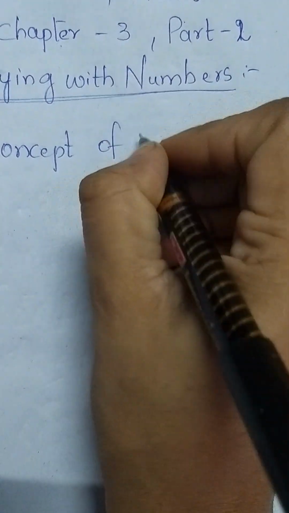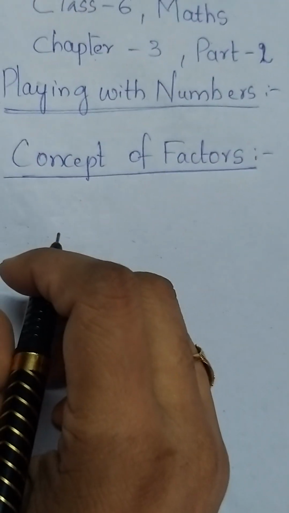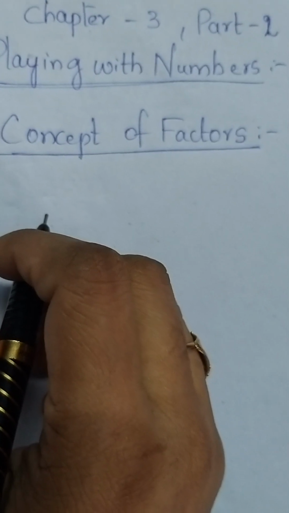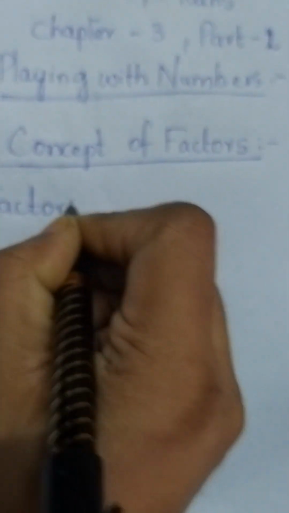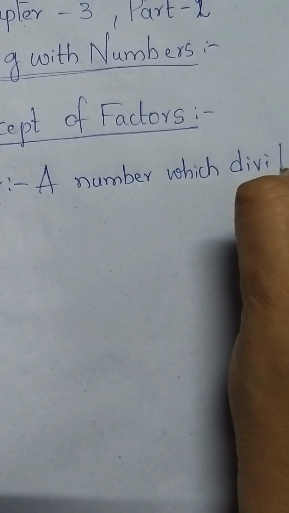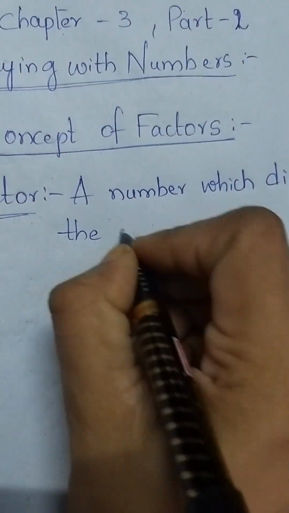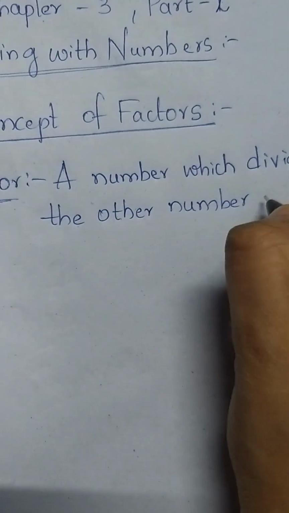Children, the concept of factors I am going to explain to you. What is meant by a factor? You have to know what a factor is. First of all, what is the concept of factors? A factor is nothing but a number which divides other numbers. That number is called a factor.